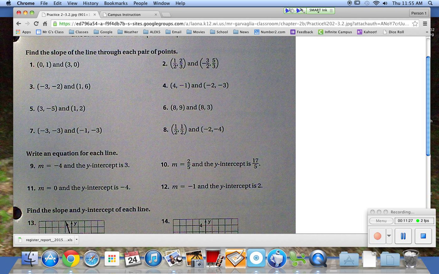Let's take a look at number 5. Try it in your head. On top, what's going to be on top? Negative 5 minus 2, that's negative 7. Then 3 minus 2.